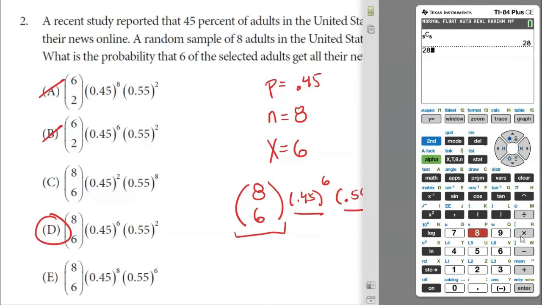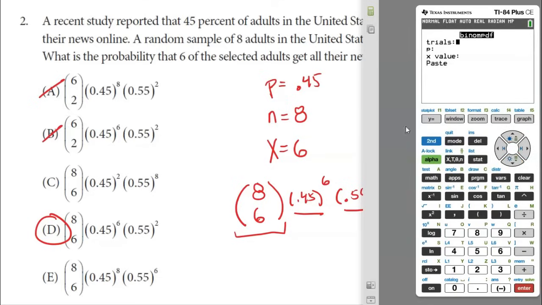Now I'm going to take that 28, I'm going to multiply it by the 0.45 raised to the 6, and I'm going to multiply that by the 0.55 raised to the second for my failures, and I get my probability. But that took a hot minute. There's an even easier way to do this if you know how to use binomial PDF. So if you hit second vars, we're going to scroll down till we get to binomial PDF. And binomial PDF will do exactly what you tell it to do.